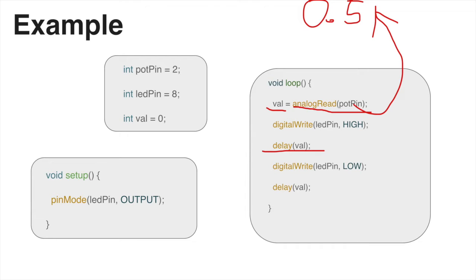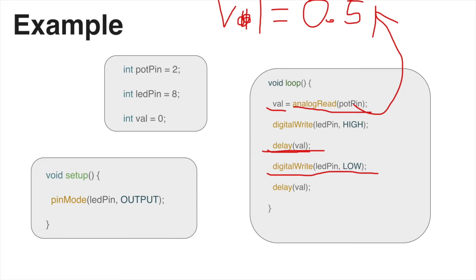Alright, so let me say val is equal to 0.5, whatever. Let's just say that. So then we are delaying for 0.5 seconds. Now again, we're going to get to the delay command in a minute. And then we are digital writing LED pin, which is pin 8, low, which means pretty much we're turning off an LED because there's not enough voltage going through.